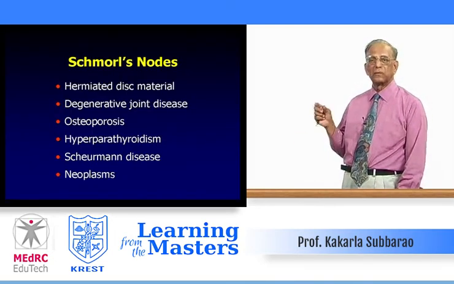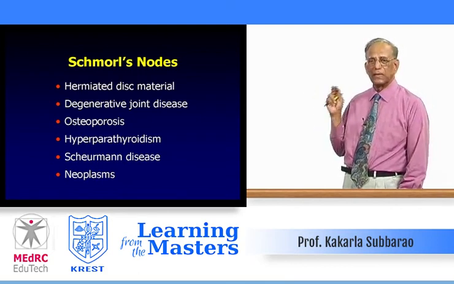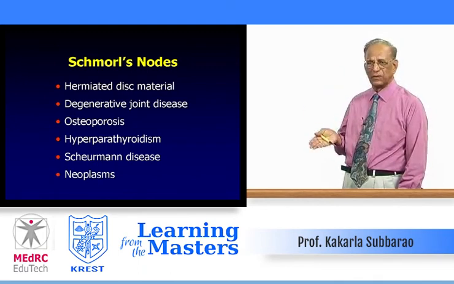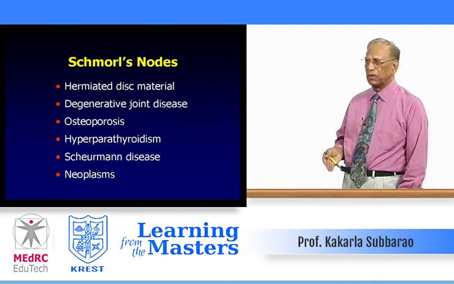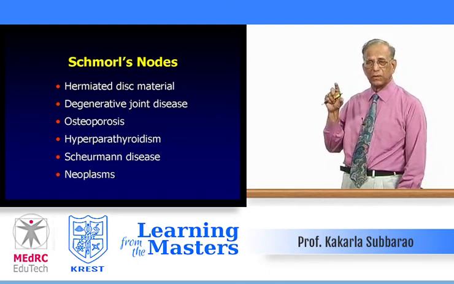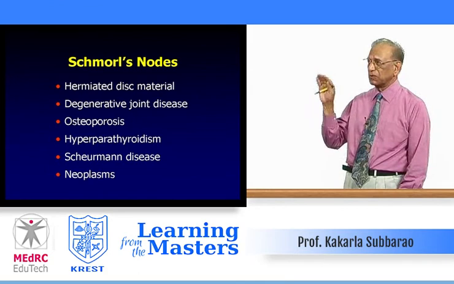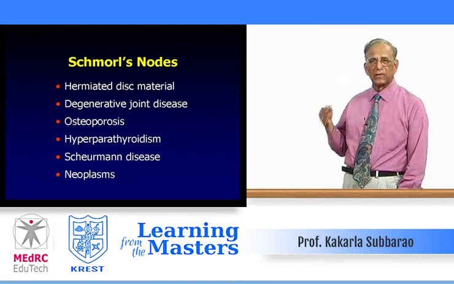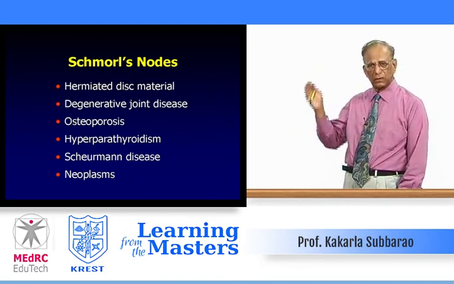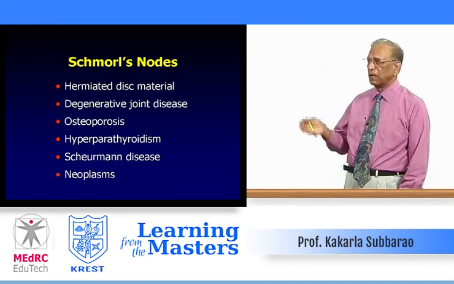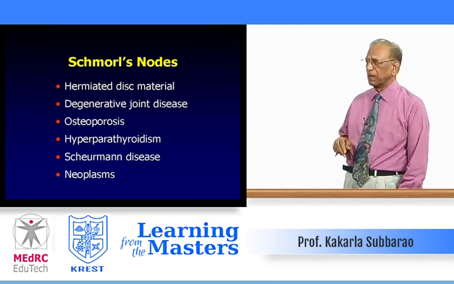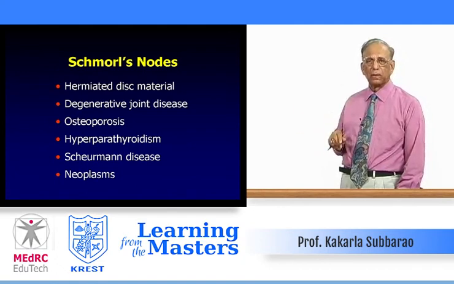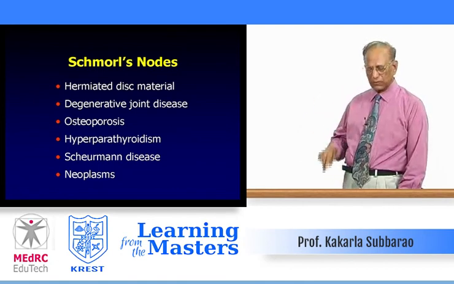Schmorl's nodes is another term that you have to remember. These are herniated disc material into the adjacent vertebral body. Degenerative joint disease, you can see. Osteoporosis generally. Hyperparathyroidism: because of the weakness of the vertebral body, you may see Schmorl's nodes. And Scheuermann's disease often occurs in youngsters, teenagers, with the juvenile type of kyphosis and multiple Schmorl's nodes. Neoplasms also occasionally, a metastasis or a primary neoplasm may push the disc material into the adjacent vertebral body.